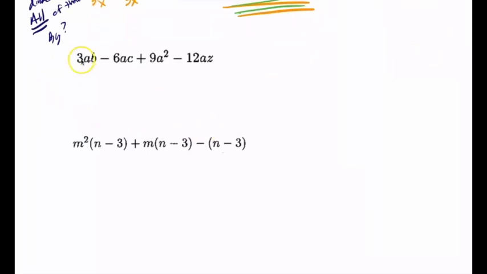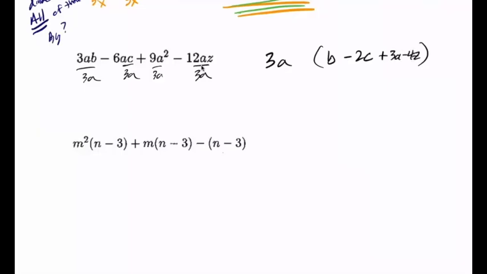This next one will go a little faster. If you look at them, they all divide by 3. And they all have an a. Put a 3a on the outside. And then we're just going to divide all of them by 3a. Now you don't have to actually show this work most of the time. You just do it in your head. And you should get b minus 2c plus 3a minus 4z. And there we go. You factored out 3a from all of these. You just pull it out and then divide each one of them by that.